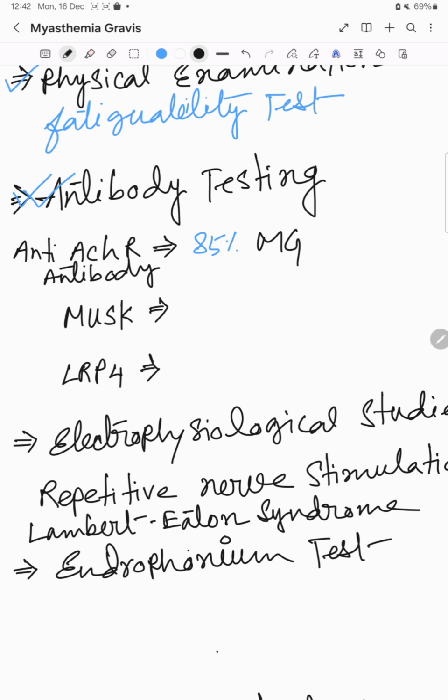Other antibodies may be tested in rare cases if the other antibody tests are negative. For MuSK, it's muscle-specific kinase antibodies. It's seen in 30 to 50% of patients who are acetylcholine receptor antibody negative. So if this test is negative, then we test for anti-MuSK antibody. If the anti-MuSK antibody test is negative, then we test LRP4.